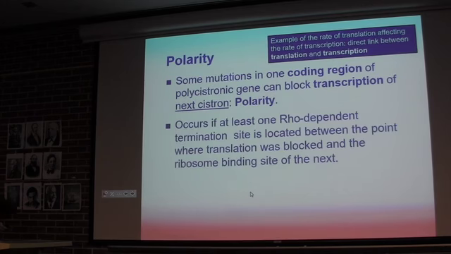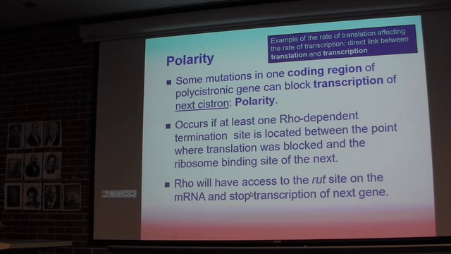Polarity, and this is what I just explained to you, occurs if at least one Rho dependent termination site is located between the point where translation is blocked and the ribosome binding site of the next cistron.